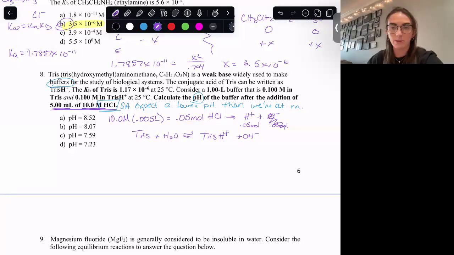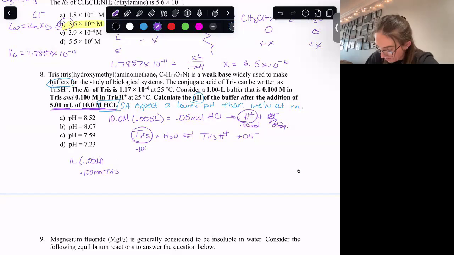When we add more acid, it'll react with the conjugate base. If we add more base, then it will react with the conjugate acid. So this H plus and this tris will react. How much tris do we have? We can figure that out. We have 1 liter of tris, and we have 0.1 molar of it. So we have 0.100 moles of tris. So we have 0.1 of tris that's going to react with 0.05 moles of the H plus. And what does that form when tris and H plus come together?